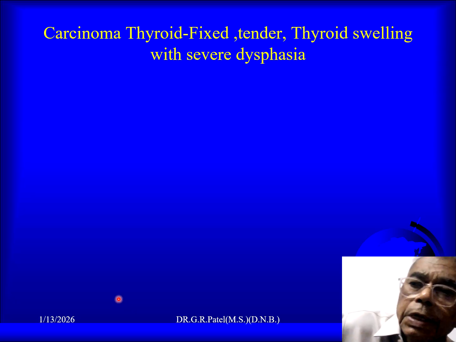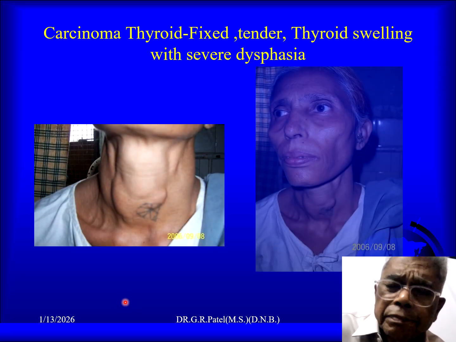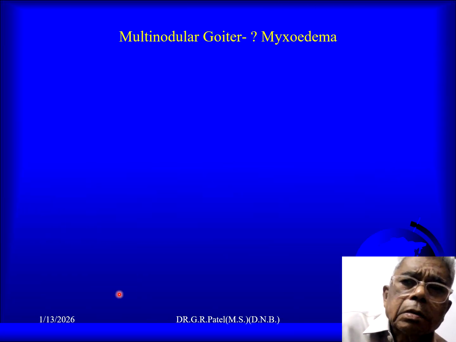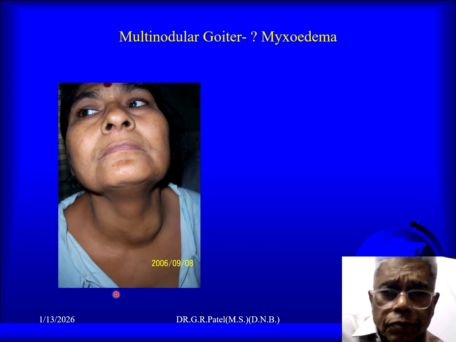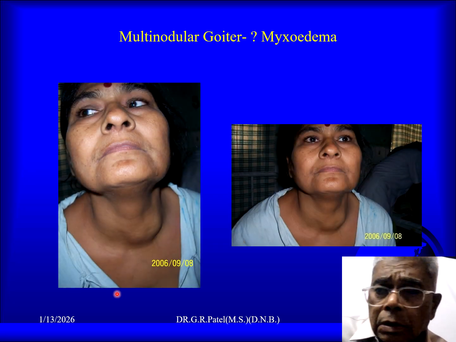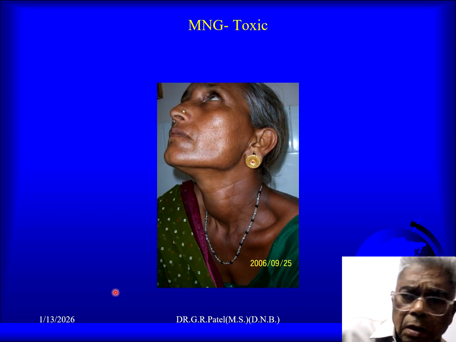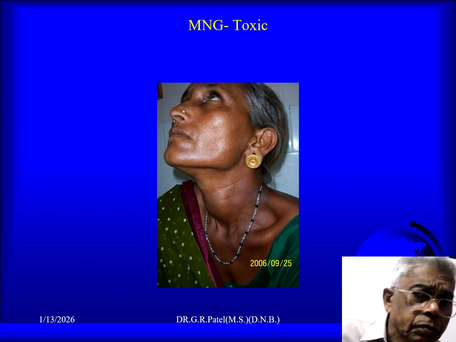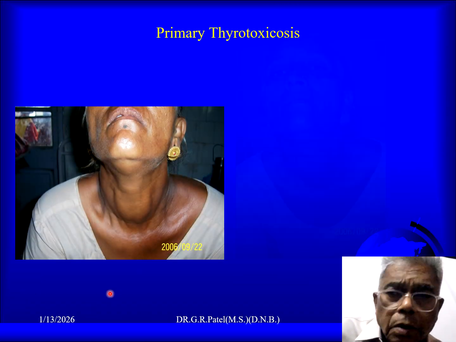Carcinoma thyroid, fixed tender thyroid swelling with severe dysphagia. Multinodular goiter, query myxedema, puffiness of face is visible. Multinodular goiter, toxic, with secondary thyrotoxicosis. Primary thyrotoxicosis.